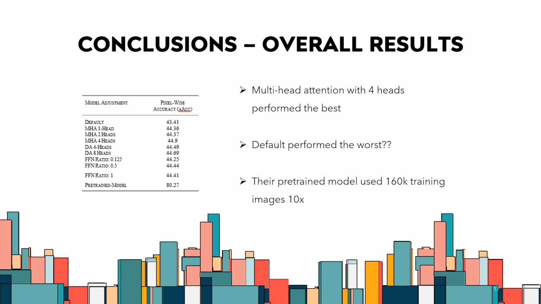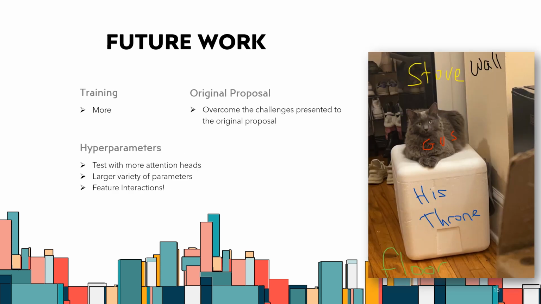You'll also notice at the bottom of the table, there is a model that achieved 80.27% accuracy. This is the result that the developers of the ViT-Adapter achieved by training with 160,000 images 10 times through. That just goes to show that with more computation power and time, our results would have performed better and possibly more consistent.